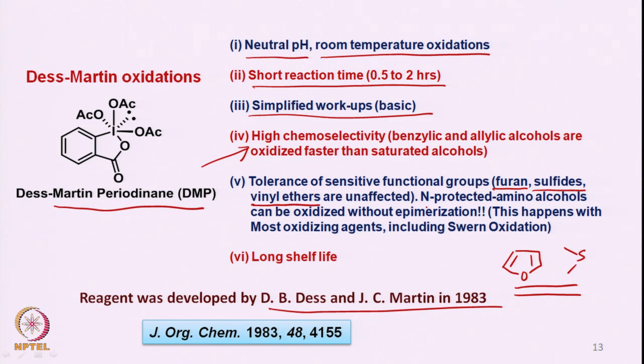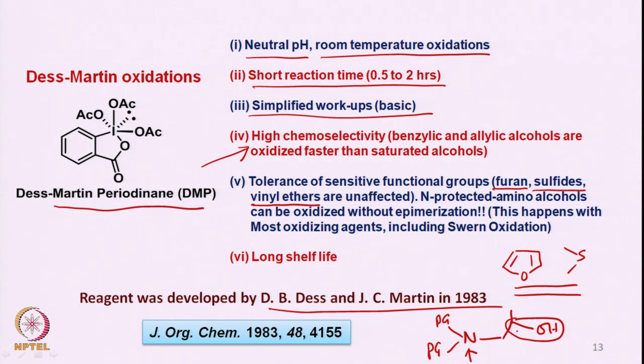Similarly, one can oxidize N-protected amino alcohol. So, if you have an N-protected amino alcohol, you have a nitrogen here and you have here say an alcohol which one wants to oxidize, and there is a protecting group here, PG, some sort of protecting group. Now this nitrogen is not affected. So the oxidation of this alcohol occurs readily with this particular DMP oxidizing agent, and the nitrogen is not affected. So many of the functional groups which are there are not affected.